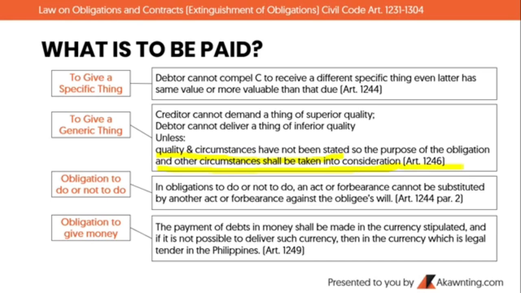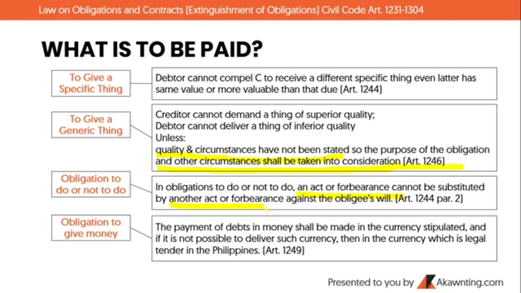Next, obligation to do or not to do. So, in obligations to do or not to do, an act or forbearance cannot be substituted by another act or forbearance against the obligee's will. Okay, so for example, meron kang obligation to repair the laptop. Okay? So, yun yung obligation mo. Hindi mo pwedeng palitan. Hindi pwedeng sasabihin ko na lang, hindi na lang laptop ang ipapaayos ko sa'yo, ang ipapaayos ko na lang is yung cellphone. Okay? So, hindi pwede. Kasi ang napag-usapan yung laptop, tapos naging cellphone, di ba? So, hindi pwede.